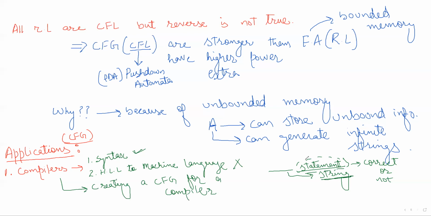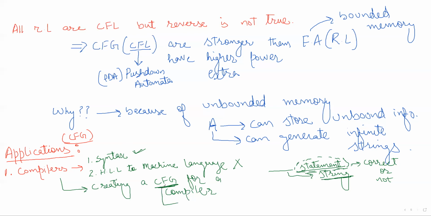So it will see whether this statement can be generated using these rules of the compiler. If this statement can be generated, that means there are no errors in this statement. However, if this statement cannot be generated, then that means there are errors in this particular statement. There are some syntax errors. Okay. And how can we see whether this string can be generated using a context-free grammar?